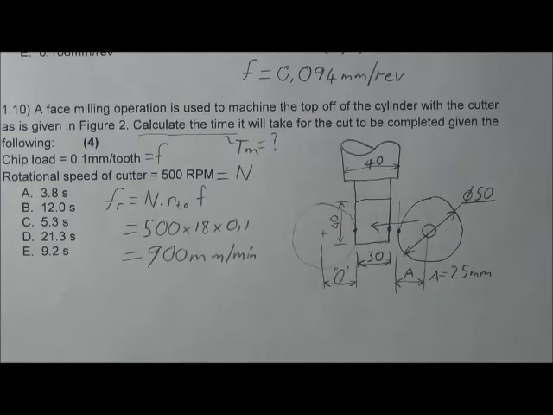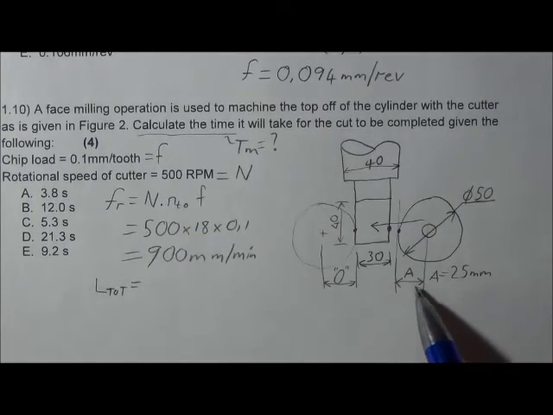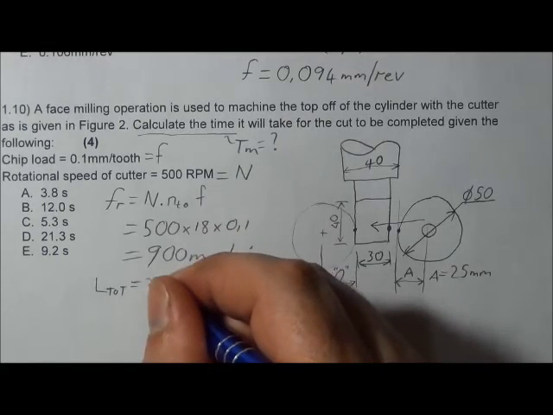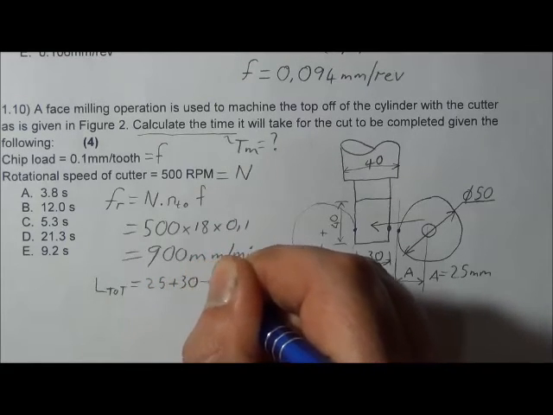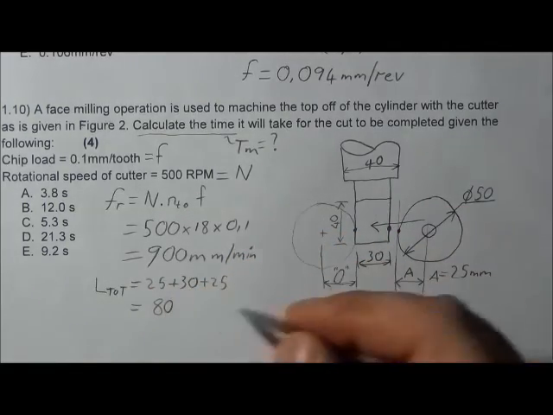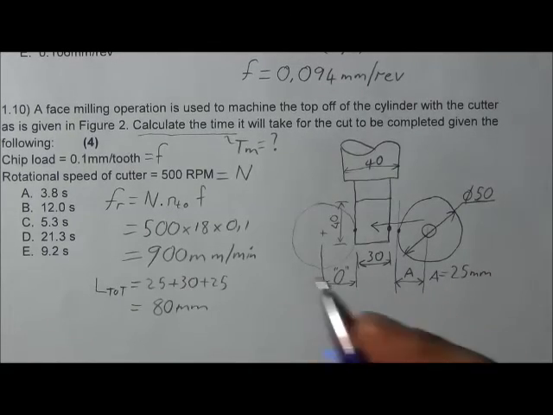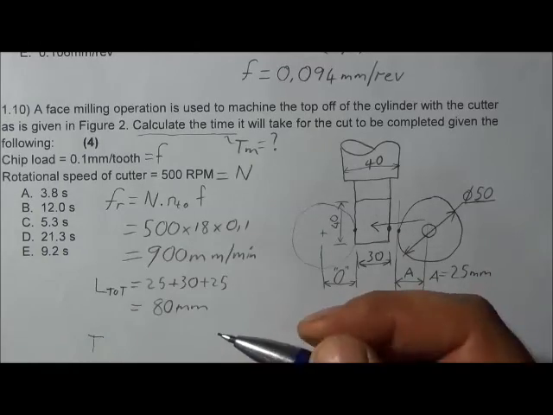So now that we've calculated the feed rate and we know that we have an approach distance, the width of the work part, and an over travel distance, we can find the total length of travel as 25 plus 30 plus 25, which is equal to 80 millimeters. 25, 55, 80.